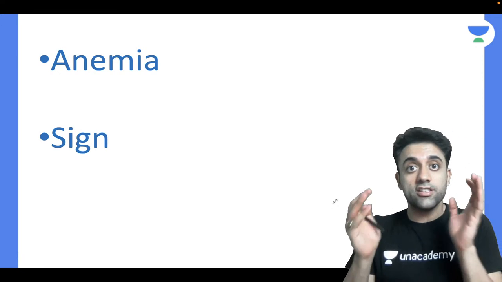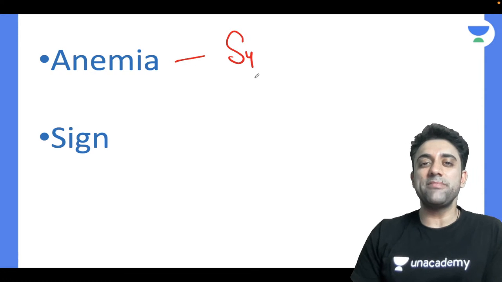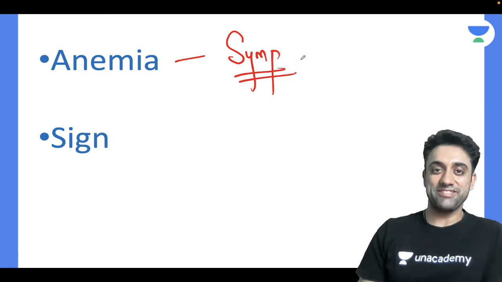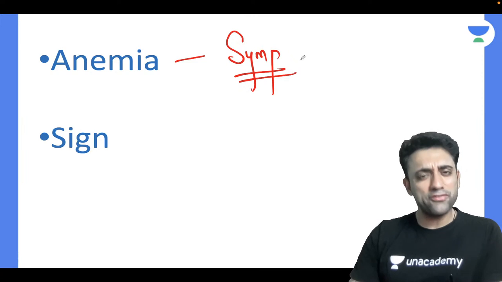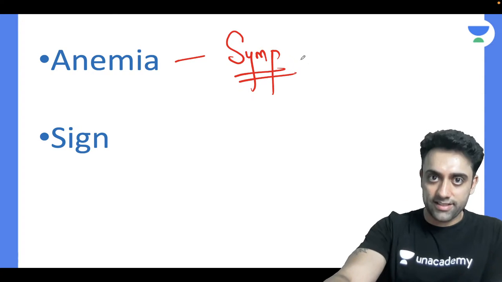Number one, this is the first basic question the examiner is going to ask you. And if you say, sir, I think anemia is a symptom, then he will say, very good. Perfect answer. Such a beautiful student you are. Please come after 6 months. That's what he'll say to you. Okay, so anemia is a sign, number one.